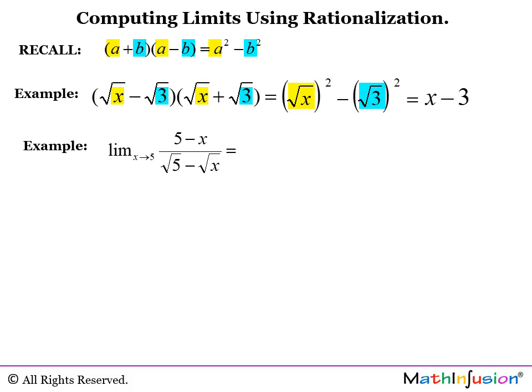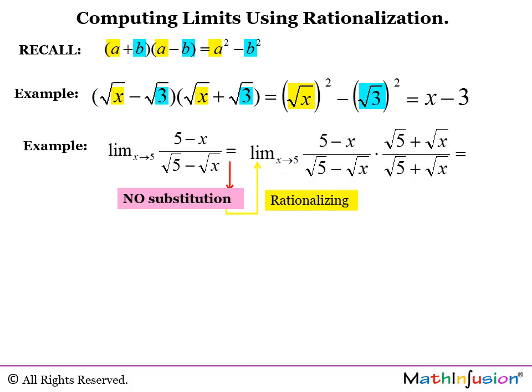Here is the first limit. Limit of (5 minus x) over (square root of 5 minus square root of x) when x approaches 5 is what? Substitution is not allowed, so we will have to use algebra. In this case, we can rationalize. I'm going to multiply top and bottom by the conjugate of square root of 5 minus square root of x.